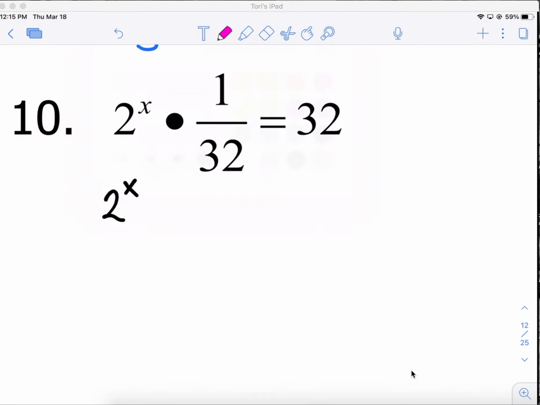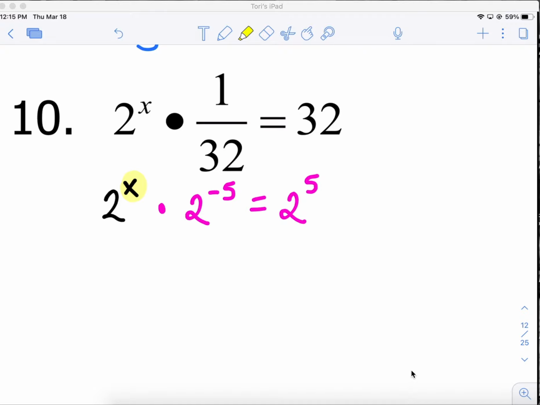But I can rewrite 1 over 32. 32 is 2 to the 5th. So in this case, it would be 2 to the negative 5. He doesn't have an exponent on him right now, so I don't really need the parentheses. But I do know that 32 on the other side is going to be 2 to the 5th regular.